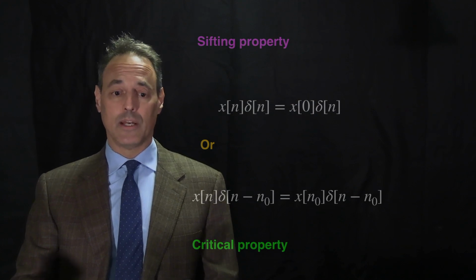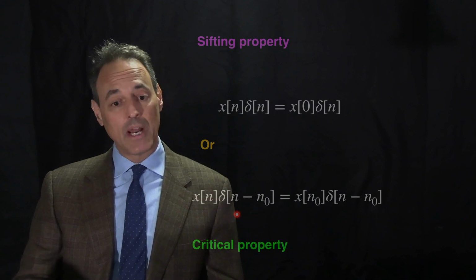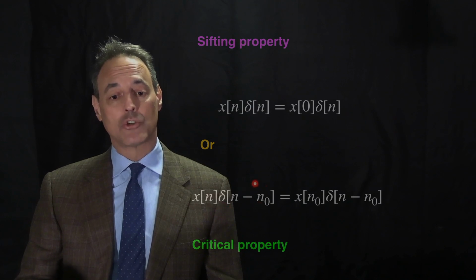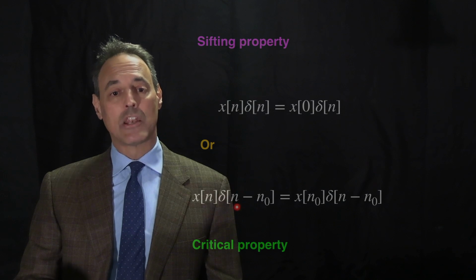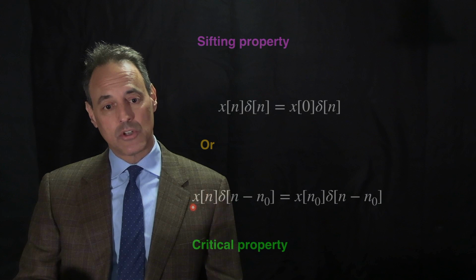Okay? Or alternatively, if you want to shift this around, you can say I can sift any value by using n minus n naught. So in other words, when n is equal to n naught, this is going to make a contribution to this function here.